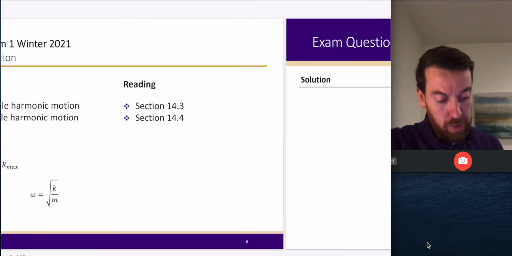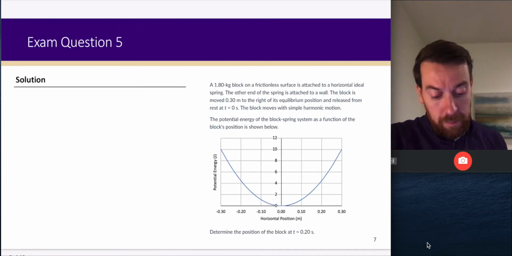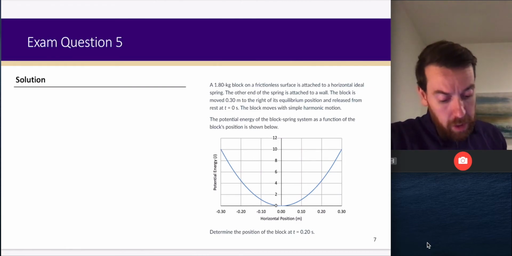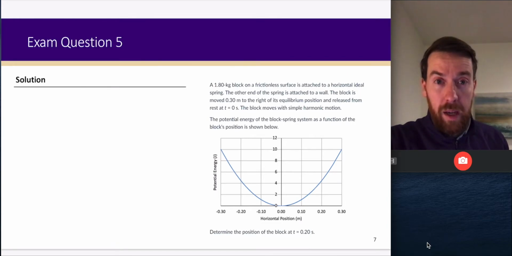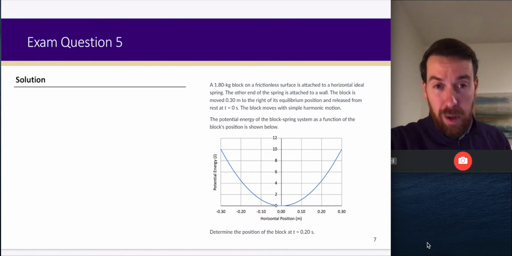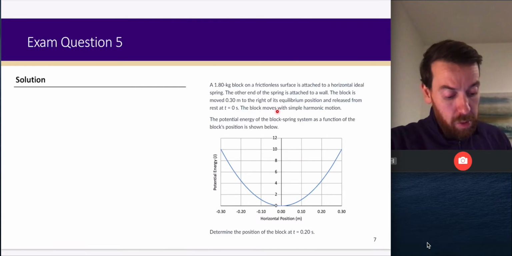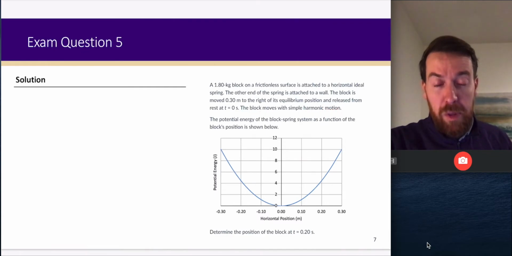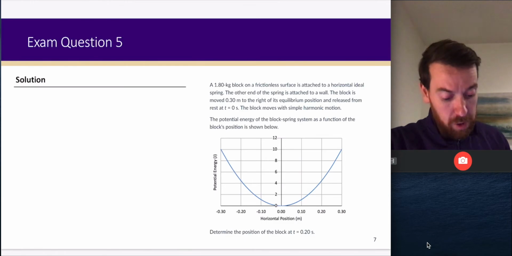Let's just introduce the question. This is one of the versions for the question. A 1.8 kilogram block on a frictionless surface is attached to a horizontal ideal spring. That's why we're dealing with that type of oscillator, a block attached to an ideal spring. The other end is attached to a wall. The block is moved 0.3 meters to the right of its equilibrium position and released from rest. So it's released from x equals plus A at time equals 0, and then its position function is given as a cosine function.